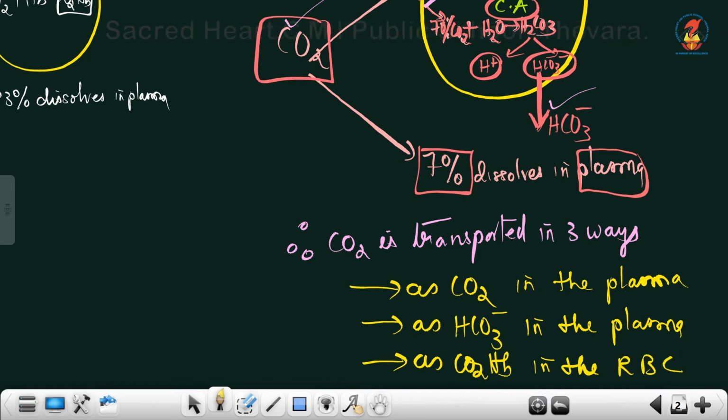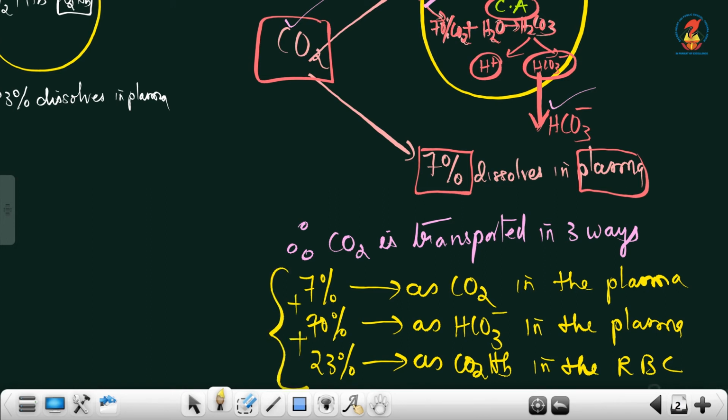And don't forget the percentage. How much percentage is in the plasma? 7%. How much percentage as bicarbonates? 70%. And how much percentage in the form of carbaminohemoglobin? 23%. Calculate all this: 7 plus 70 plus 23. Did you get your 100%? This is how you have to conclude this essay.